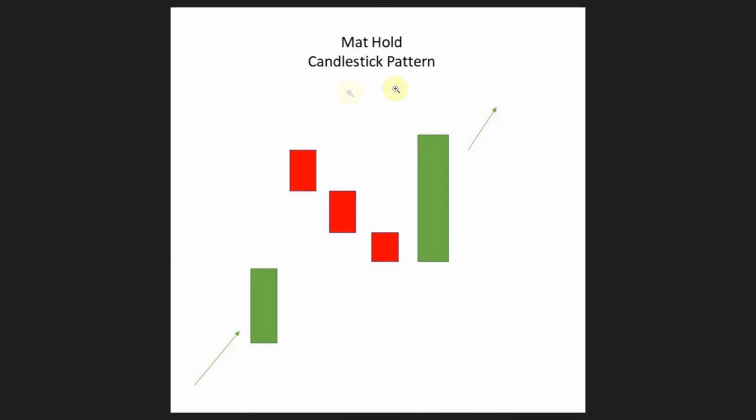A mat hold pattern is a candlestick formation indicating the continuation of a prior trend. There can be either bearish or bullish mat hold patterns. A bullish pattern begins with a large bullish candle followed by a gap higher and 3 small candles which move lower. These candles must stay above the low of the first candle. The fifth candle is a large candle that moves to the upside again. The pattern occurs within an overall uptrend.